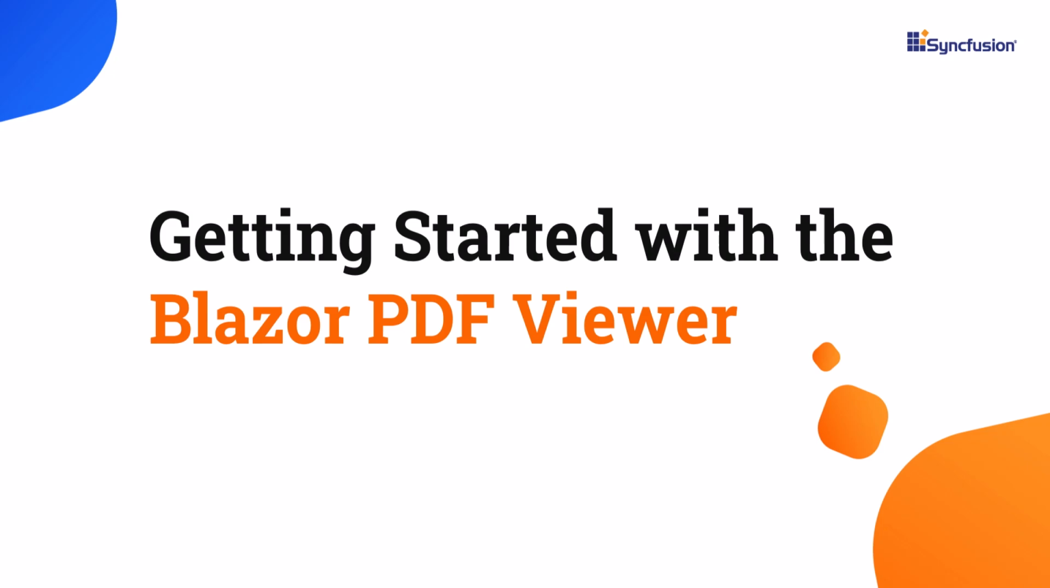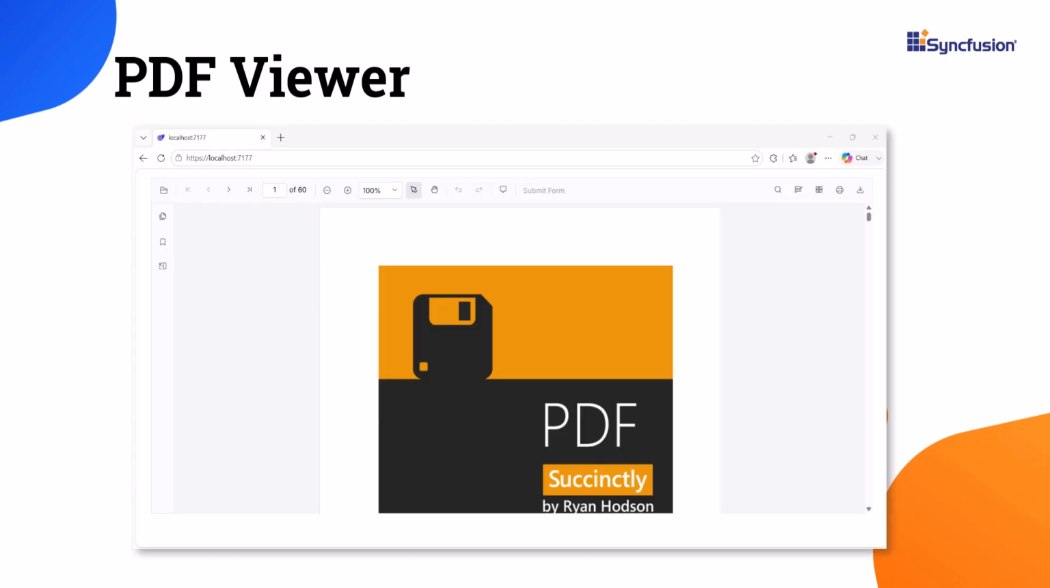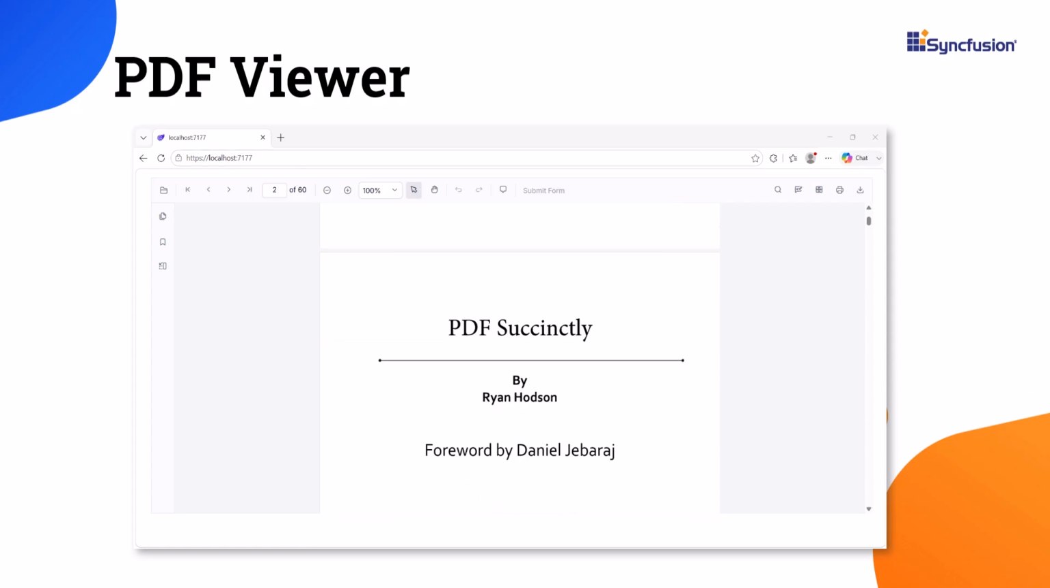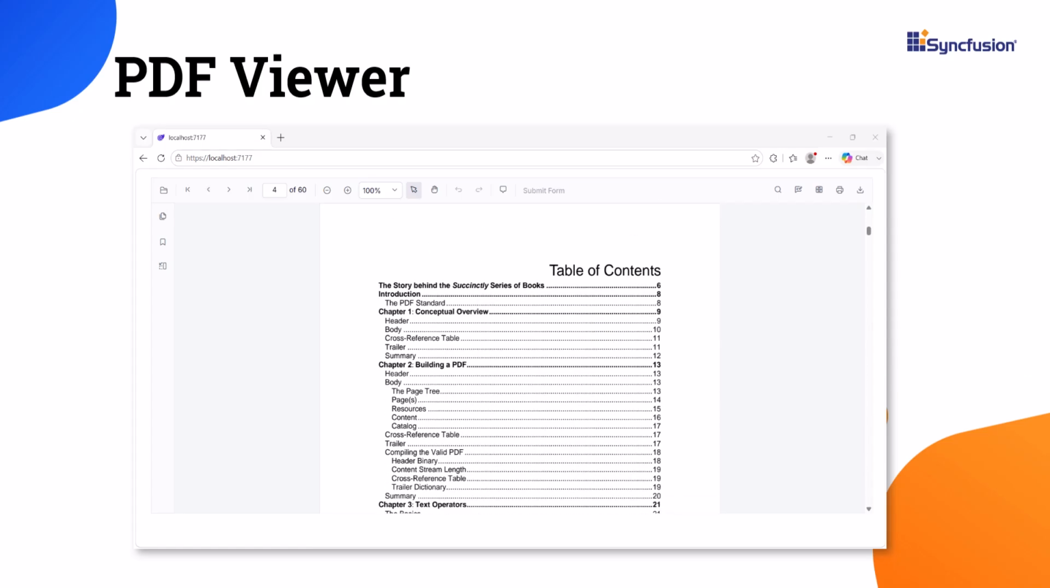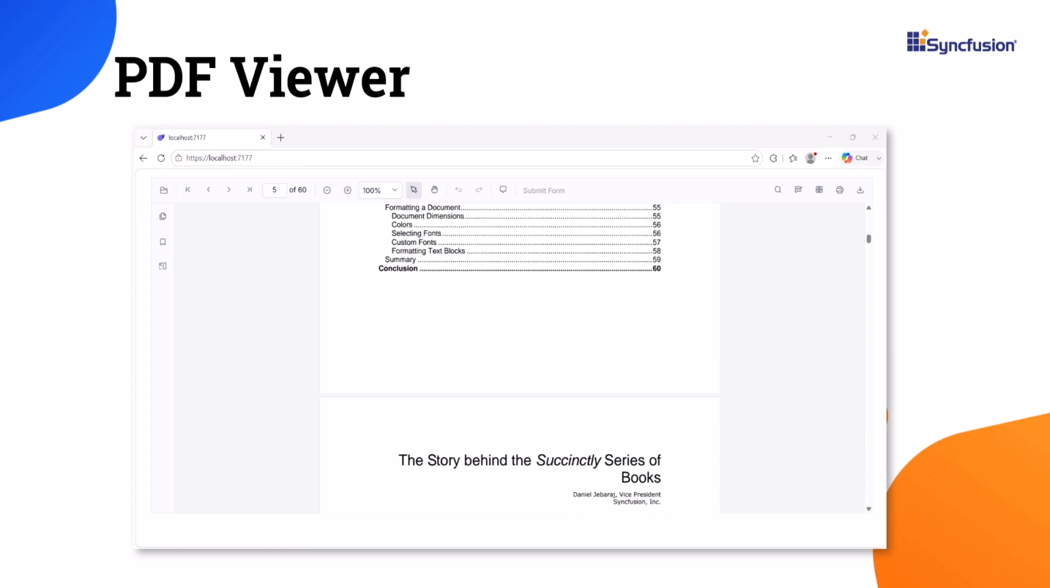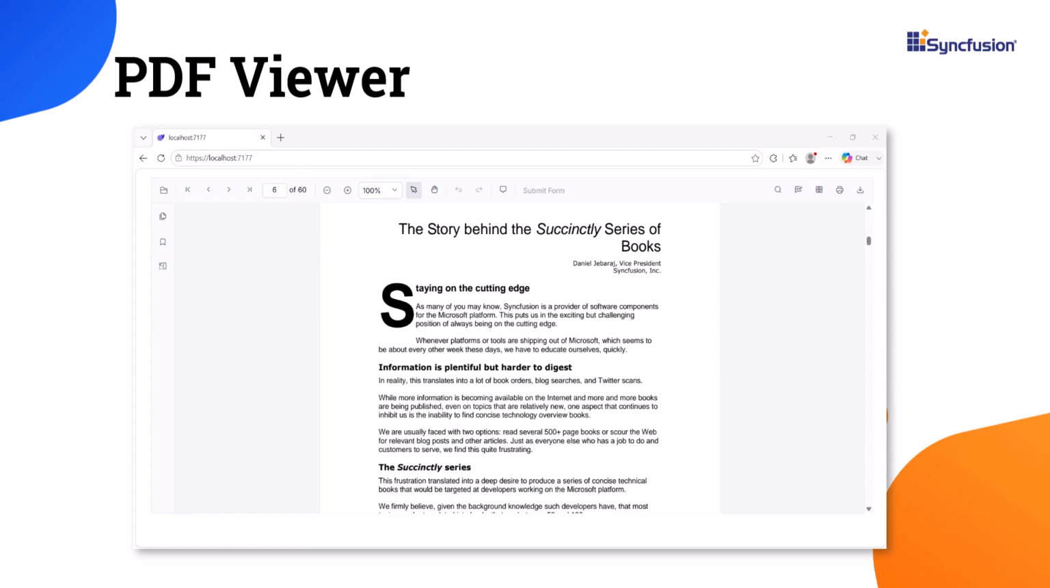Welcome to the Blazor PDF Viewer component tutorial. This control allows viewing, annotating, printing, and downloading PDF files in Blazor applications without requiring a separate server-side service.